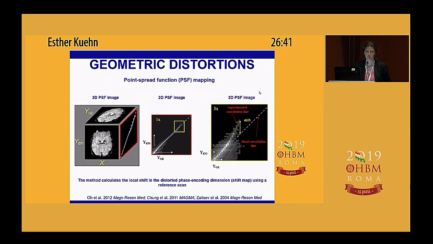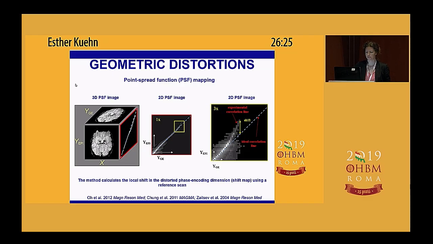One possibility we have, and that we also use at our site in Magdeburg, is to implement point spread function mapping into the acquisition pipeline. What is done here is that a reference scan is measured directly before you measure your EPI sequence.